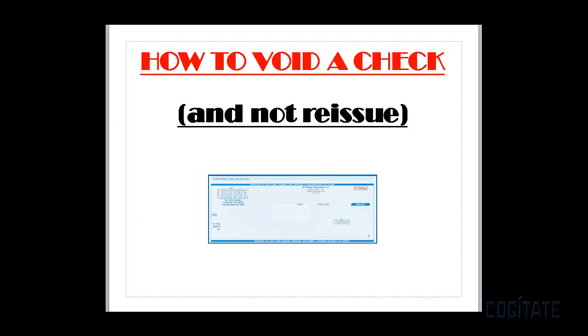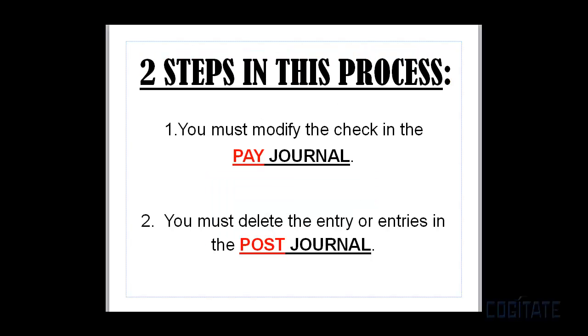Today we are going to show you how to void a check but not reissue it. You will need to keep in mind that there are two steps in this process. First, you must modify the paid journal that the check was paid in, and second, you must delete the invoice entries in the post journal.